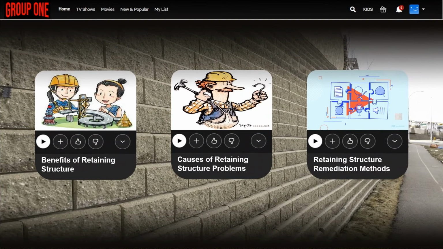I am Nur Izyana Nadhirah binti Ishak. So, I will cover the benefits of retaining structures, causes of retaining structure problems, and retaining structure remediation methods.